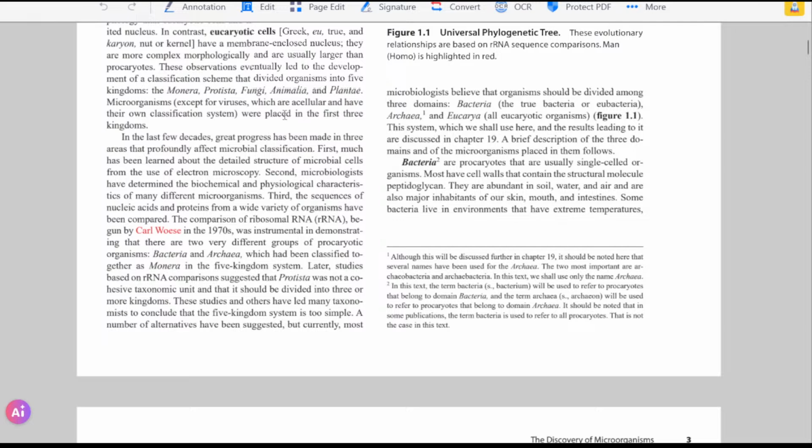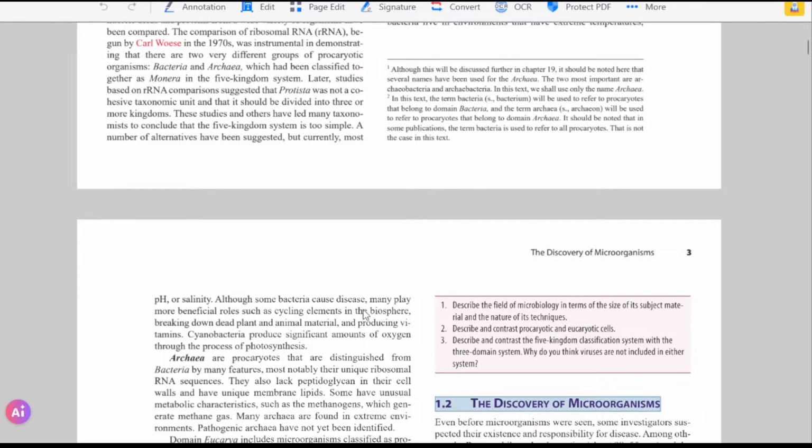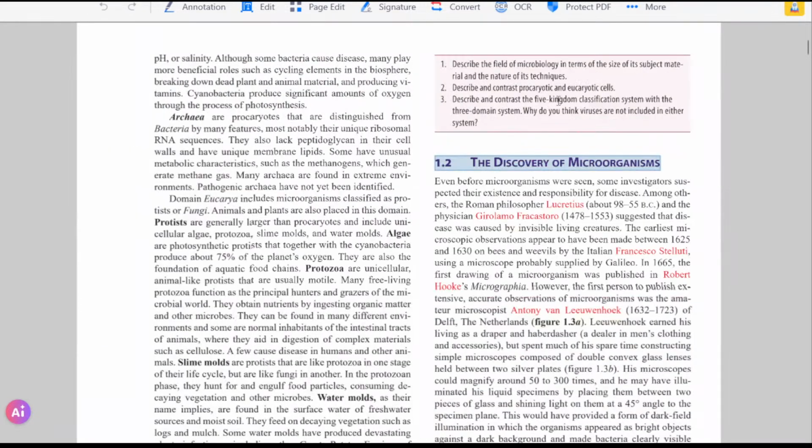Microorganisms were placed in the first three kingdoms. So they are saying microorganisms are included in these. Like I said, Monera has the bacteria and the archaea. Protista has the algae and protozoa, while this one is fungi. So these are all five, excluding the viruses, which we study in detail in microbiology as well. So this is our answer to that.